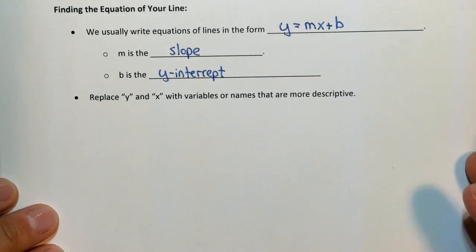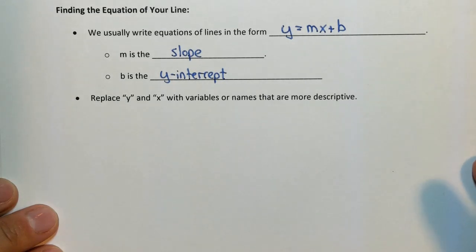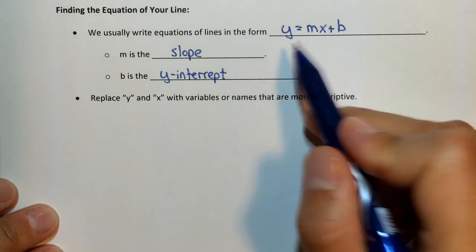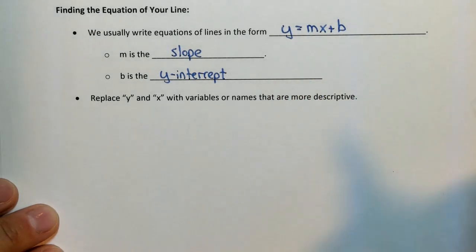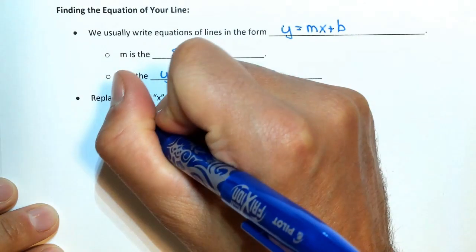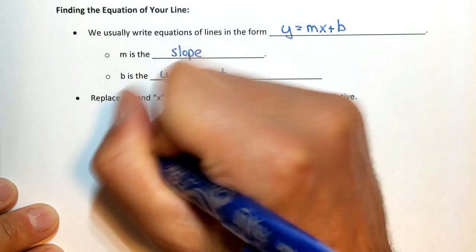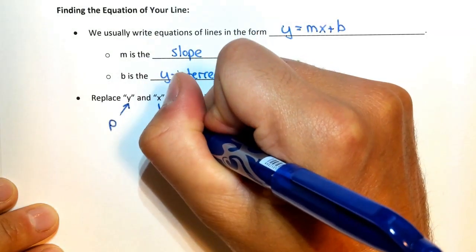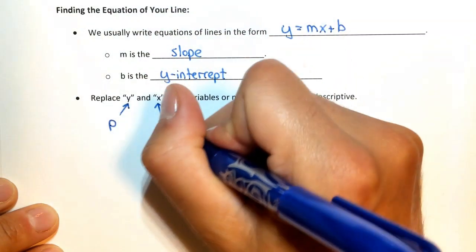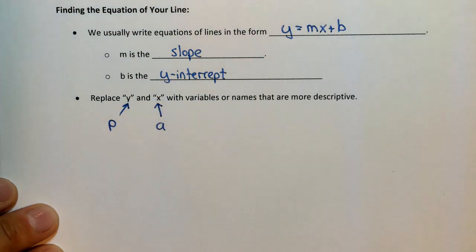But in our example, our y-axis and our x-axis were measuring very specific things. They were measuring popularity and assessment. So rather than using y and x, I'm going to pick new letters that tell the reader I'm talking about popularity and I'm talking about assessment. So I think I'm going to use P for popularity instead of y, and I'm going to use A for assessment instead of x.